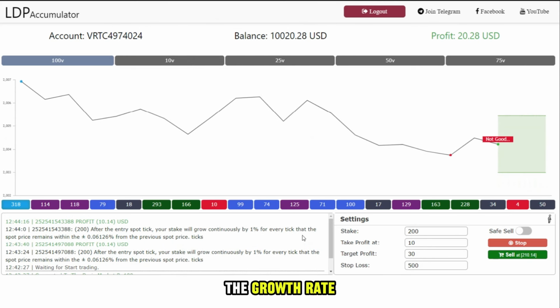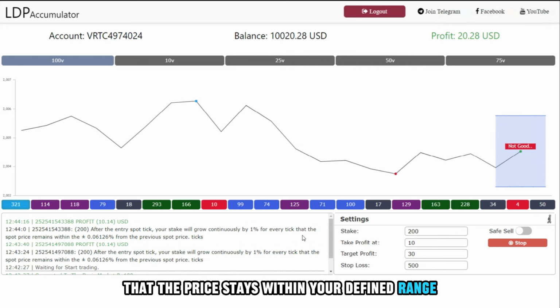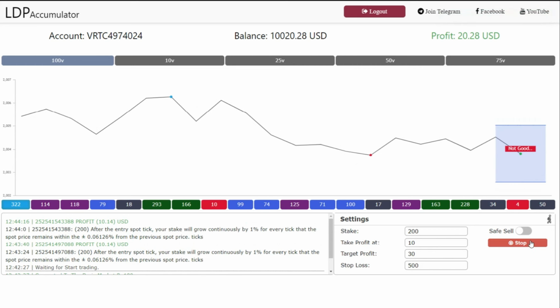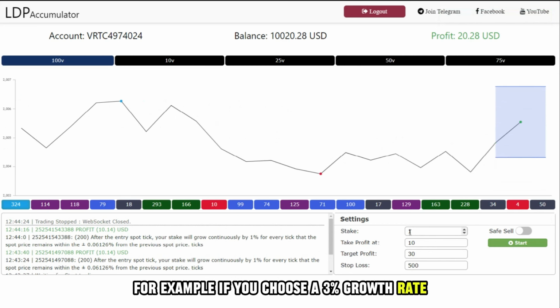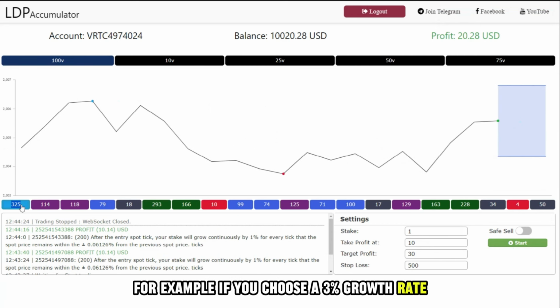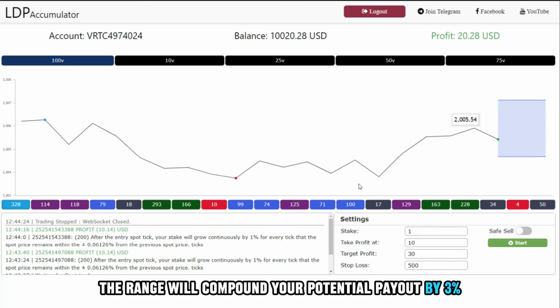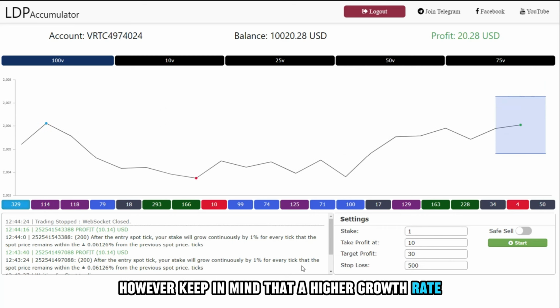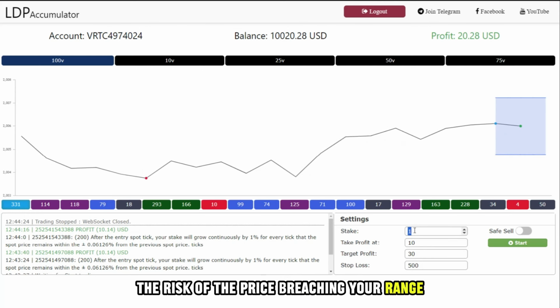Now, let's talk about growth rates. The growth rate determines how much your potential payout increases with each tick that the price stays within your defined range. You can set this rate up to 5% per tick. For example, if you choose a 3% growth rate, each tick within the range will compound your potential payout by 3%. However, keep in mind that a higher growth rate also increases the risk of the price breaching your range.